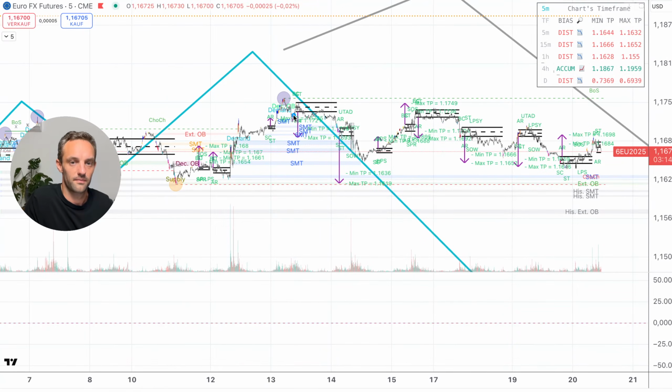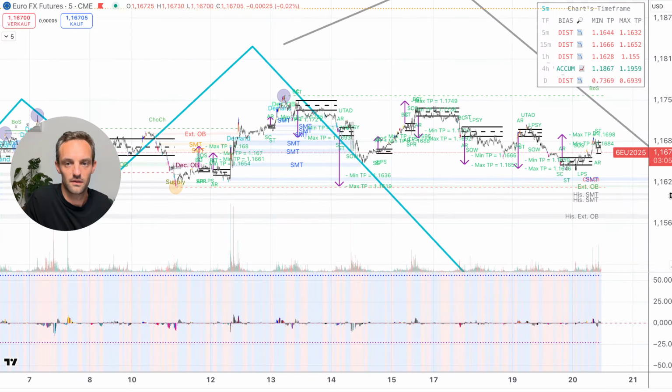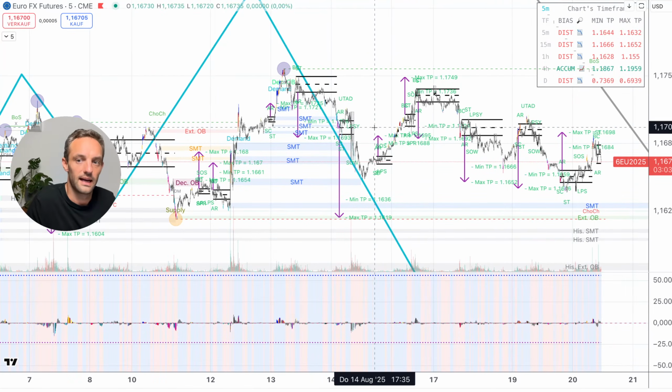Ranges everywhere. Top, bottom, top, middle, top, bottom. Nice. I like it.